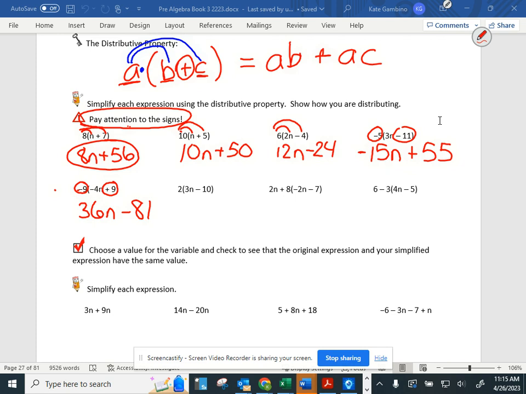Tatum, please stop talking. It's distracting to your classmates at your table. It's distracting to me as I'm teaching.